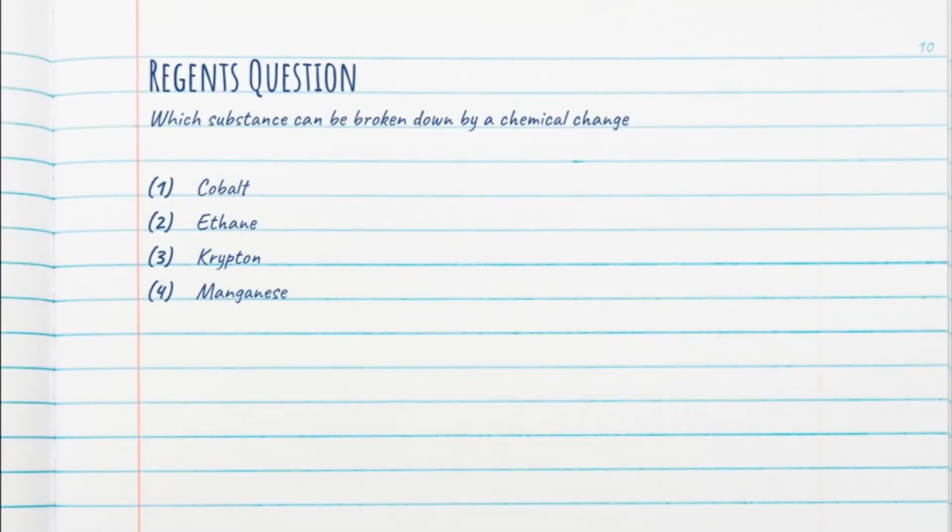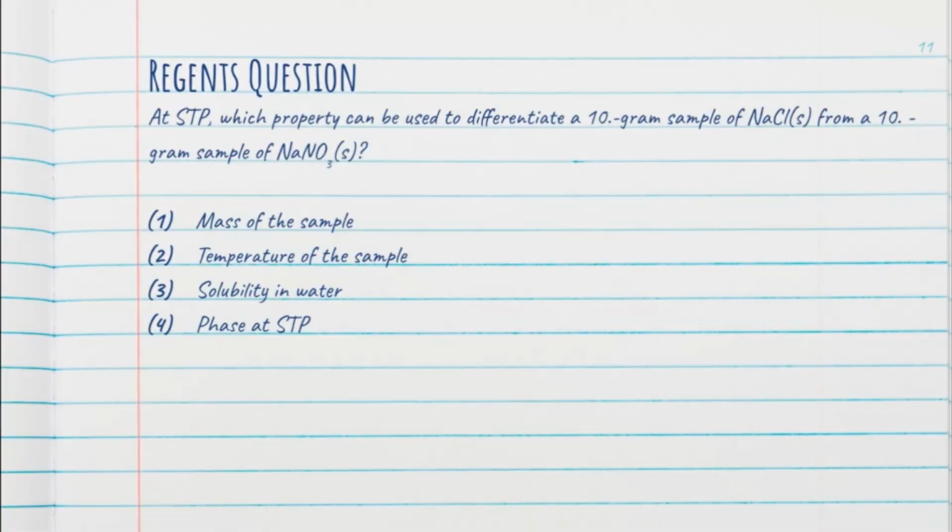Which substance can be broken down by a chemical change? So of the options listed, ethane is the only compound. All the other choices are elements, which can be found on the periodic table of elements, and because they are elements, they cannot be broken down much further.